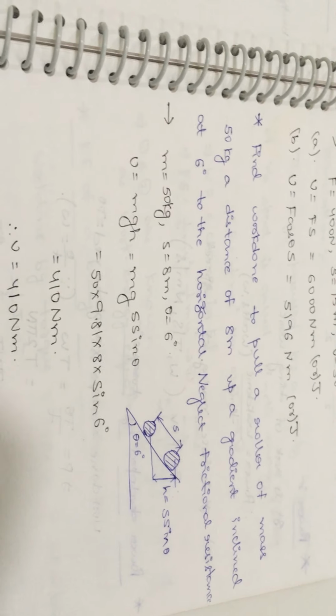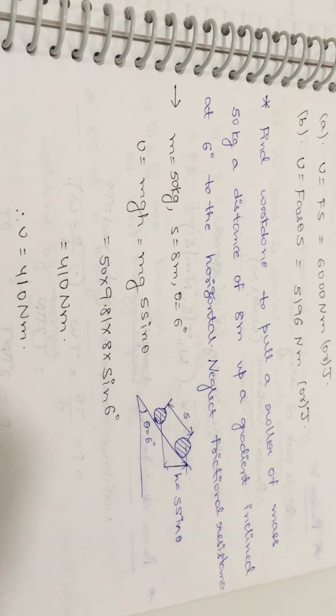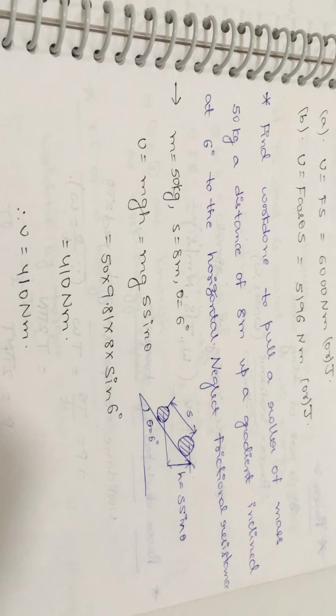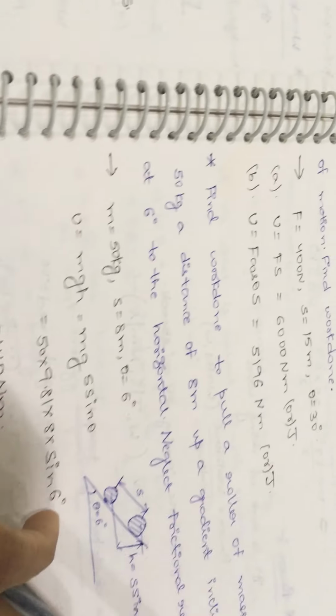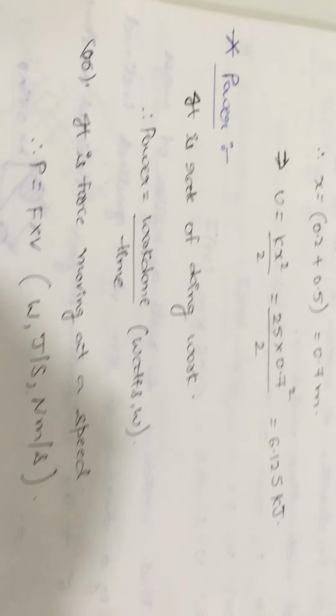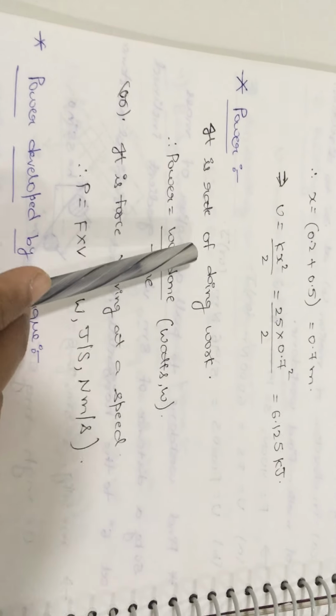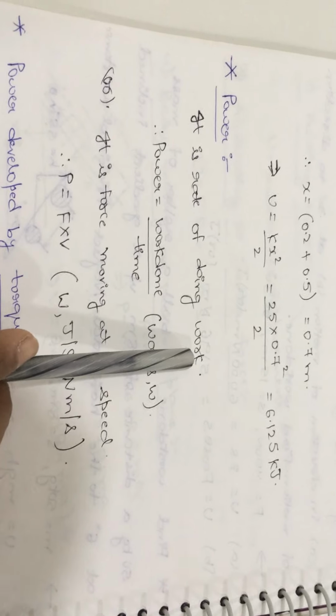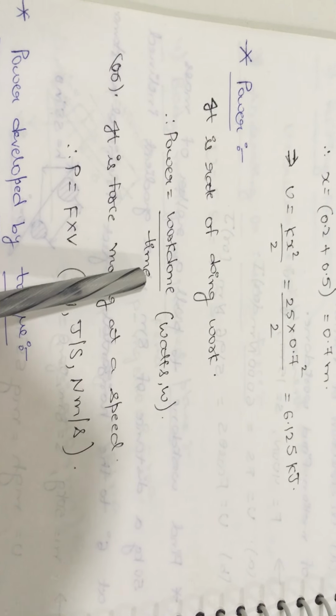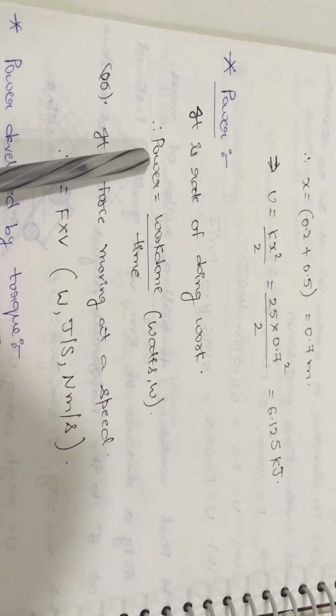Once again, you will get the work done formula based on the forces only. Now we will see the second concept, that is power. Now what is meant by power? It is nothing but a rate of doing work. That is nothing but work done by time is nothing but power.